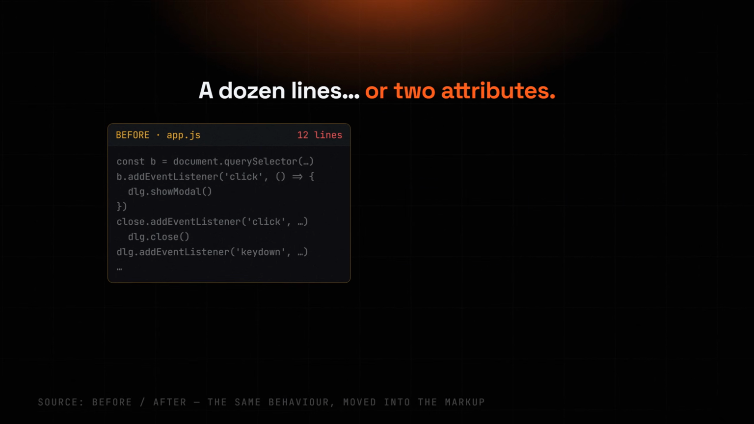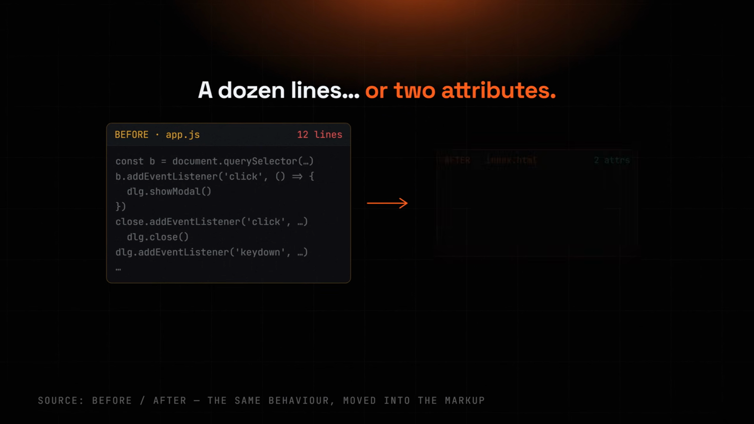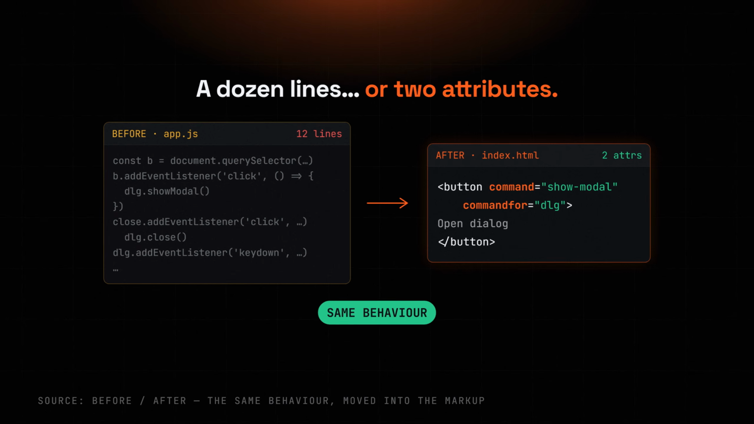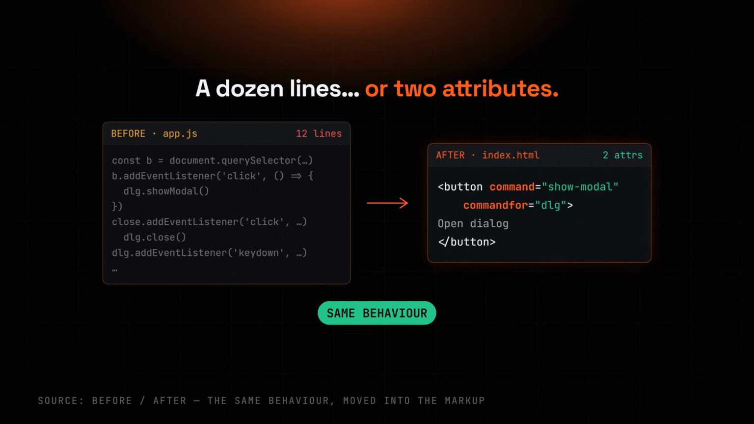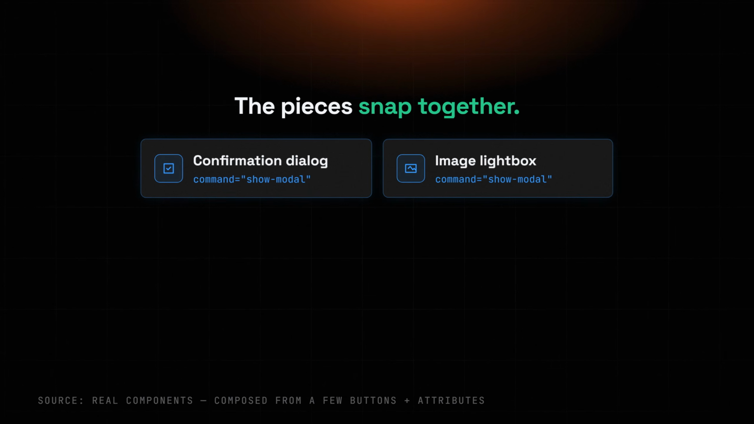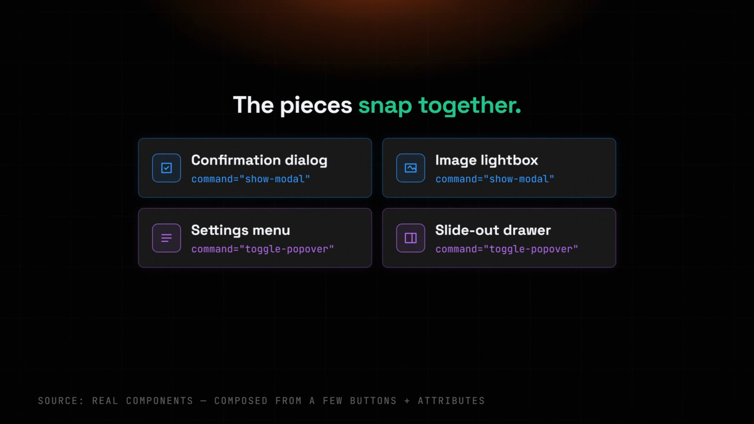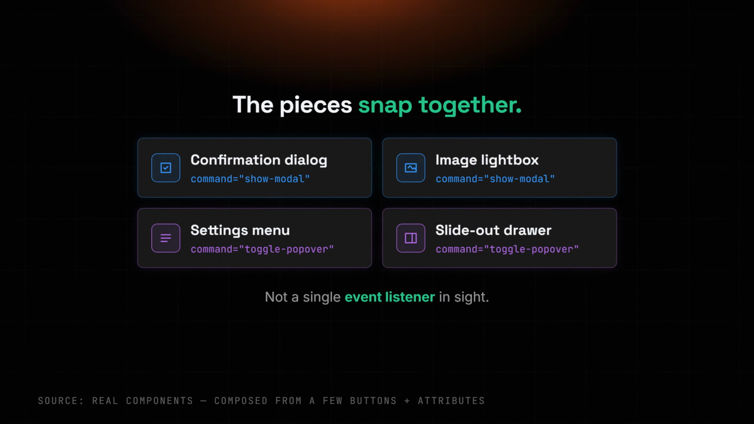And just look at the before and after. A dozen lines of imperative script on the left, 2 declarative HTML attributes on the right. Exact same behavior. The whole interaction simply moved up the stack into the markup, and these pieces snap together. A confirmation dialog, an image lightbox, a settings menu, a slide-out drawer, all of it can be built from a few buttons and a couple of attributes with not a single event listener in sight.